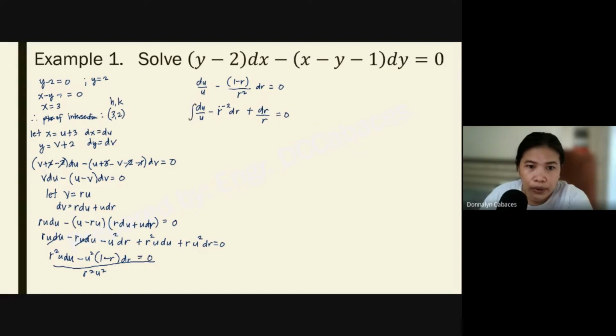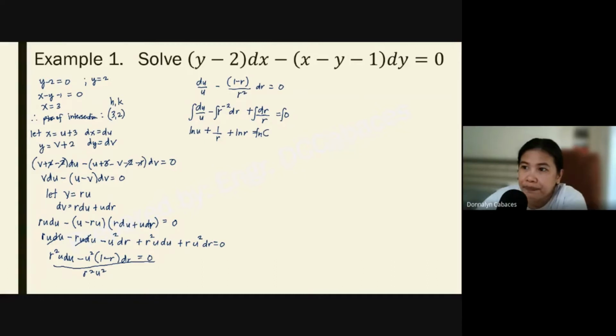And then we integrate all terms of the differential equation. So this is ln of u, then r to the negative 2 is r to the negative 1 over negative 1, times the negative, so plus 1 over r, plus ln of r is equal to c, or ln of c, to simplify our results. Okay?